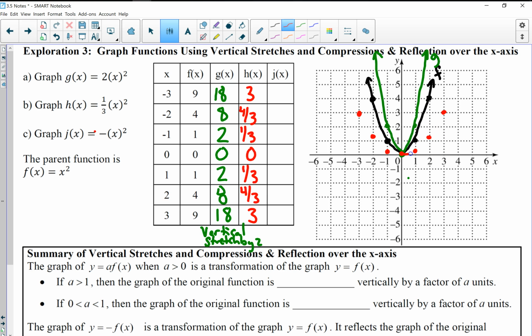So I still have that parabola shape, but this time around it looks a lot wider, right? Because my values are not increasing as quickly as they were compared to my parent function. And so what do we call that? Well, in a case like this, we're decreasing our y values by 1/3. So we think of this as what we call vertical compression. So how can we visualize that?